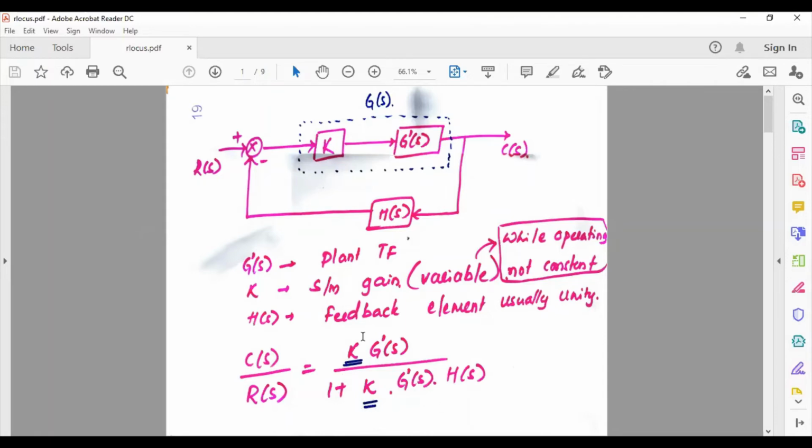If anyone does not know how to get this transfer function or how it has been derived, please go through the previous videos without fail. This is a crucial part. But anybody who is regular to class and still has not understood, you are welcome to ask your doubt. I don't mind explaining it once again. So this is our closed loop transfer function. Numerator is k into g dash of s divided by 1 plus k into g dash of s into h of s.